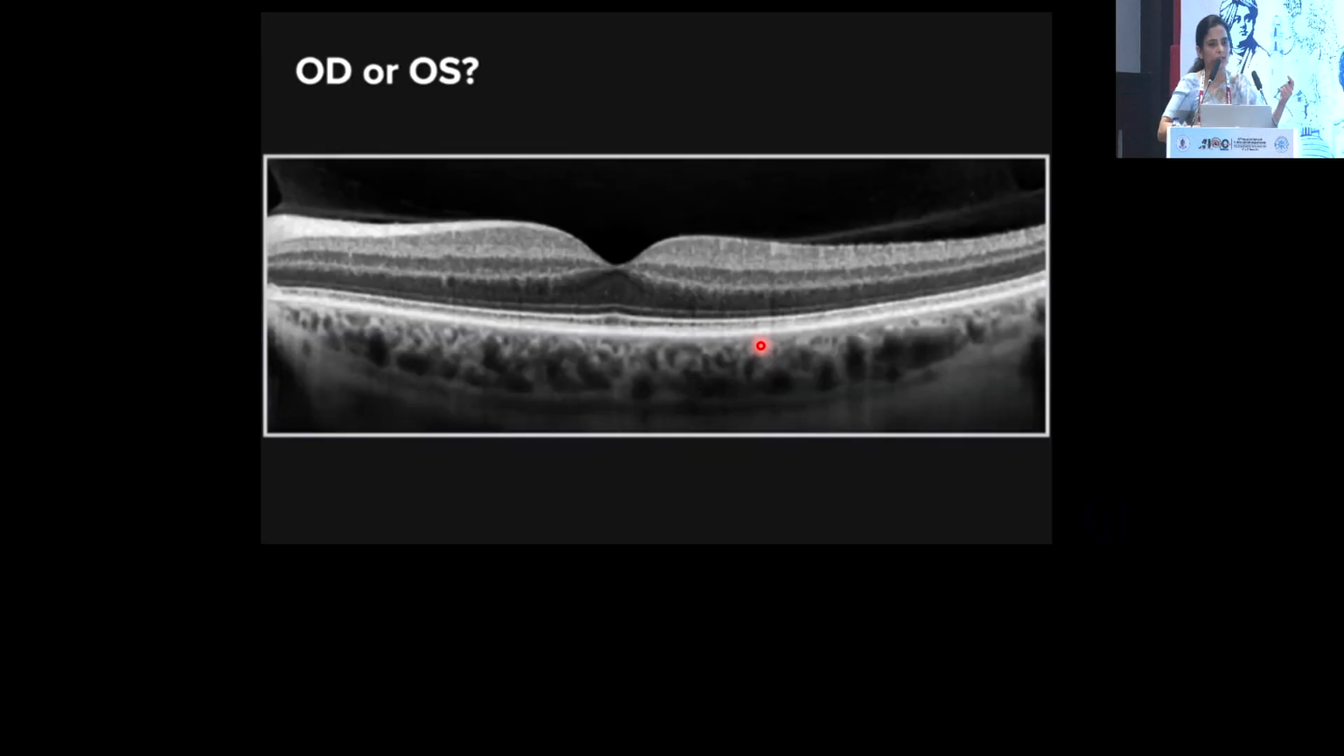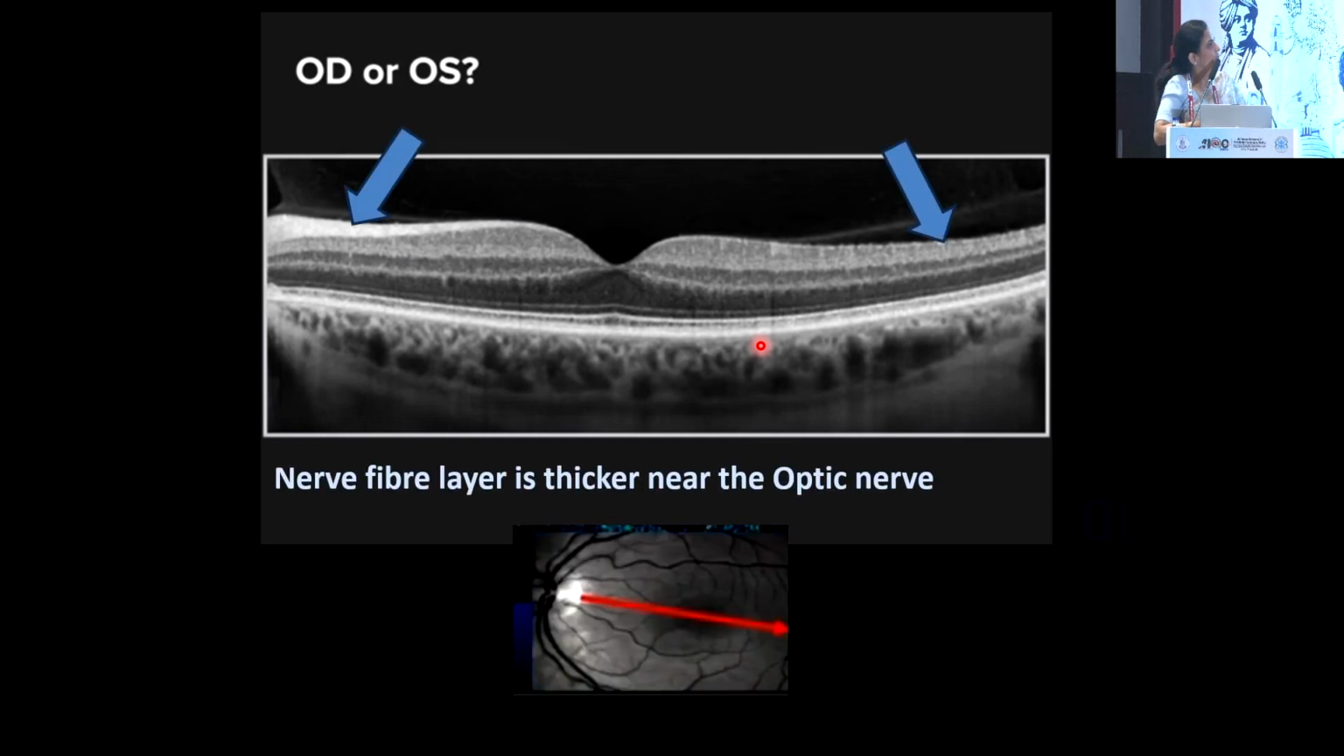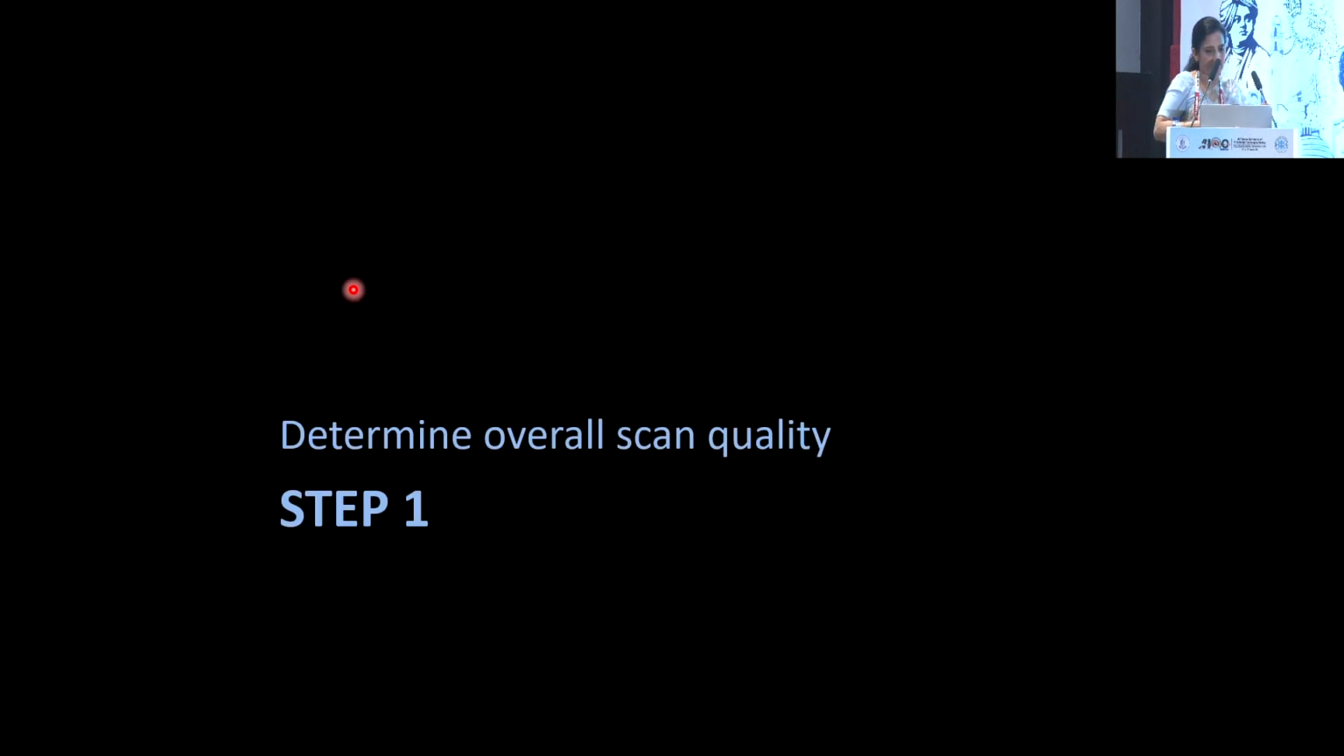Now again, just an interesting thing, by looking at the OCT, you can make out whether it's the left eye or the right eye. So can anyone tell me which eye is this? The disc is on that side. So the nerve fiber layer is thickest near the optic nerve, and you see here, this is the nerve fiber layer, the innermost layer. So just by seeing this OCT, you know that this is the left eye of the patient because this is thickest near the optic disc.